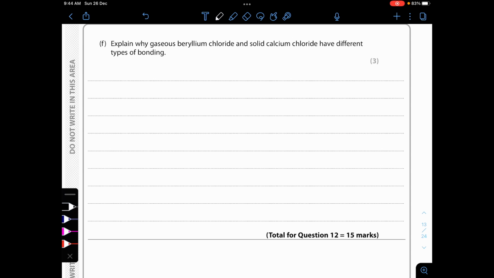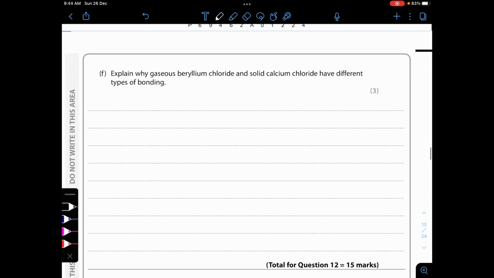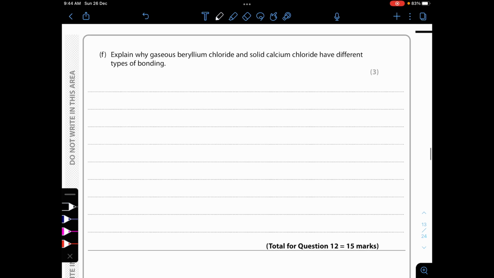Let's move on to part F. Explain why gaseous beryllium chloride and solid calcium chloride have different types of bonding. Okay, so what can we talk about here? What do we know? What are the differences that we know about beryllium and calcium? We know that calcium is further down the group, so it has what?